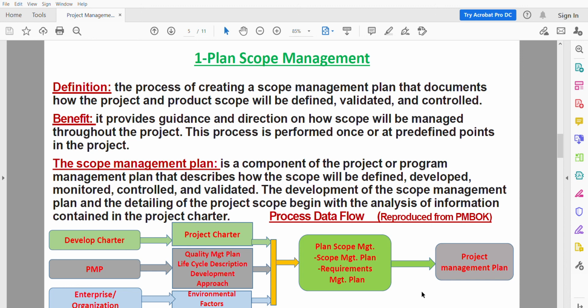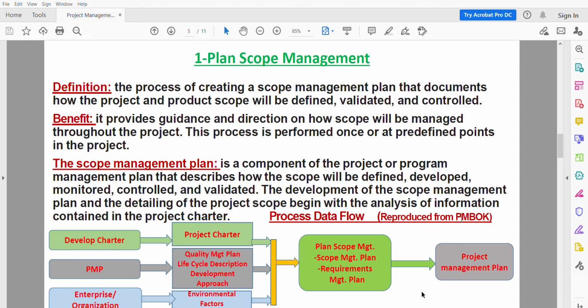The scope management plan can be formal or informal, broadly framed or highly detailed, based on the needs of each project. Some projects are smaller projects, so we don't need to spend so much money to develop the project scope management plan.